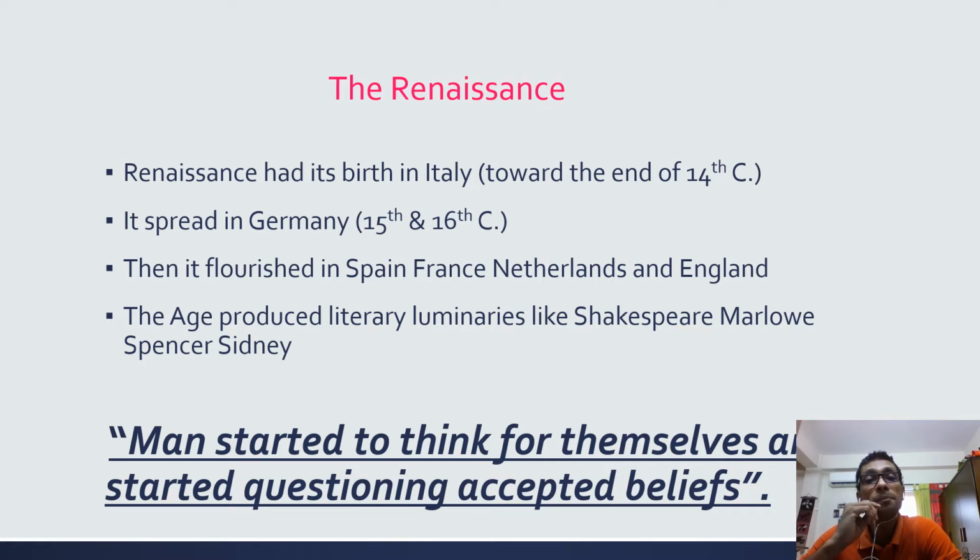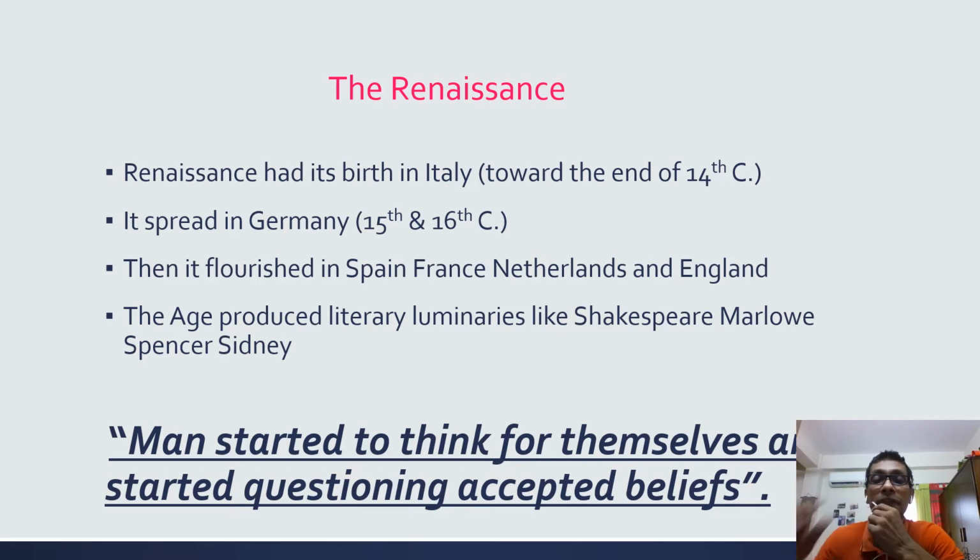The Renaissance had its birth in Italy towards the end of the 14th century. It spread to Germany in the 15th and 16th century. Then it flourished in Spain, France, Netherlands, and England. That is, it has spread throughout the total Europe. And the age produced literary luminaries like Shakespeare, Marlowe, Spenser, and Sidney.